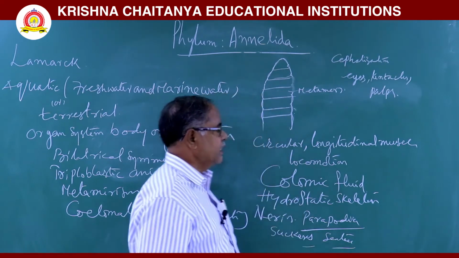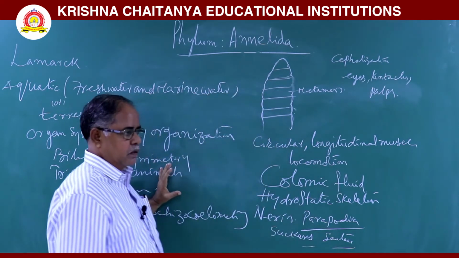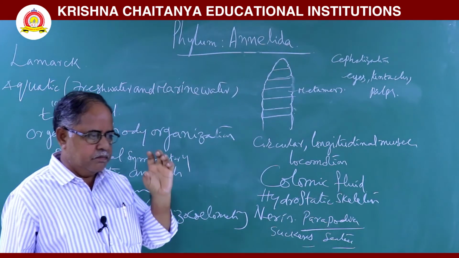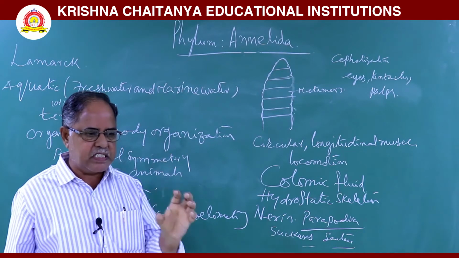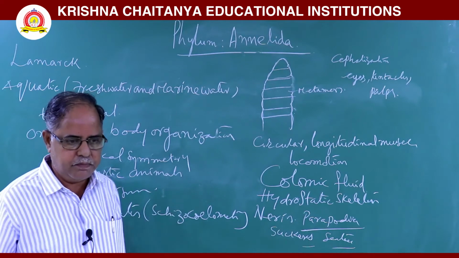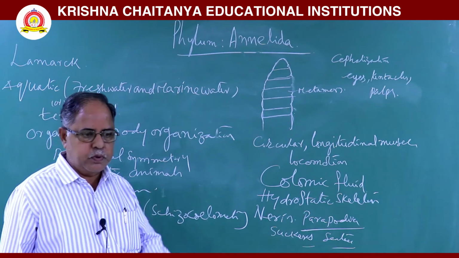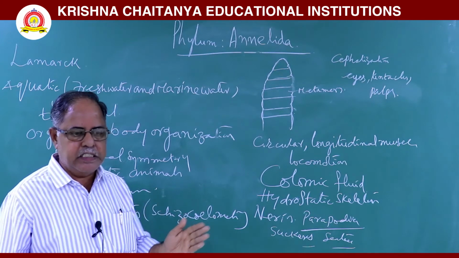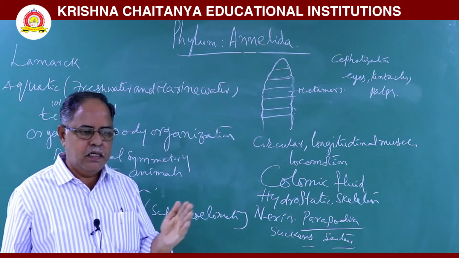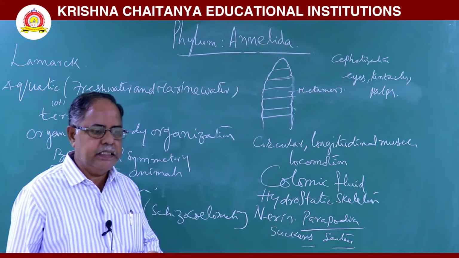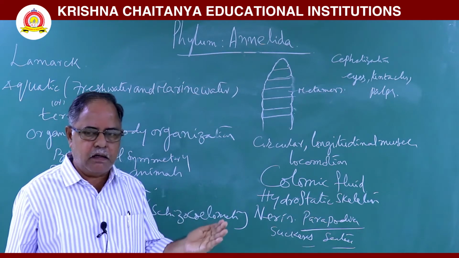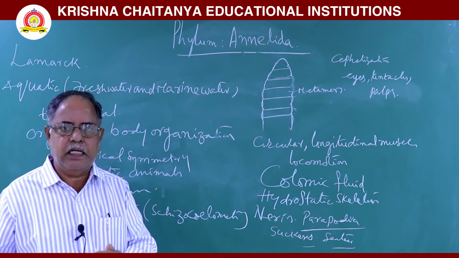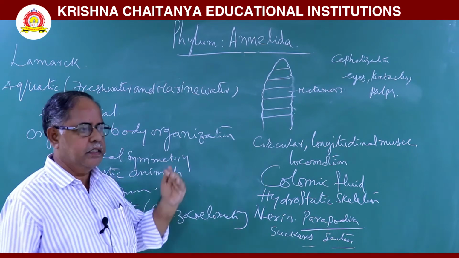Next, in the digestive system, digestive glands are formed for the first time. Up to Aschelminthes, only an alimentary canal is there and digestive glands are not developed. But in this animal, both the alimentary canal and digestive glands appear.